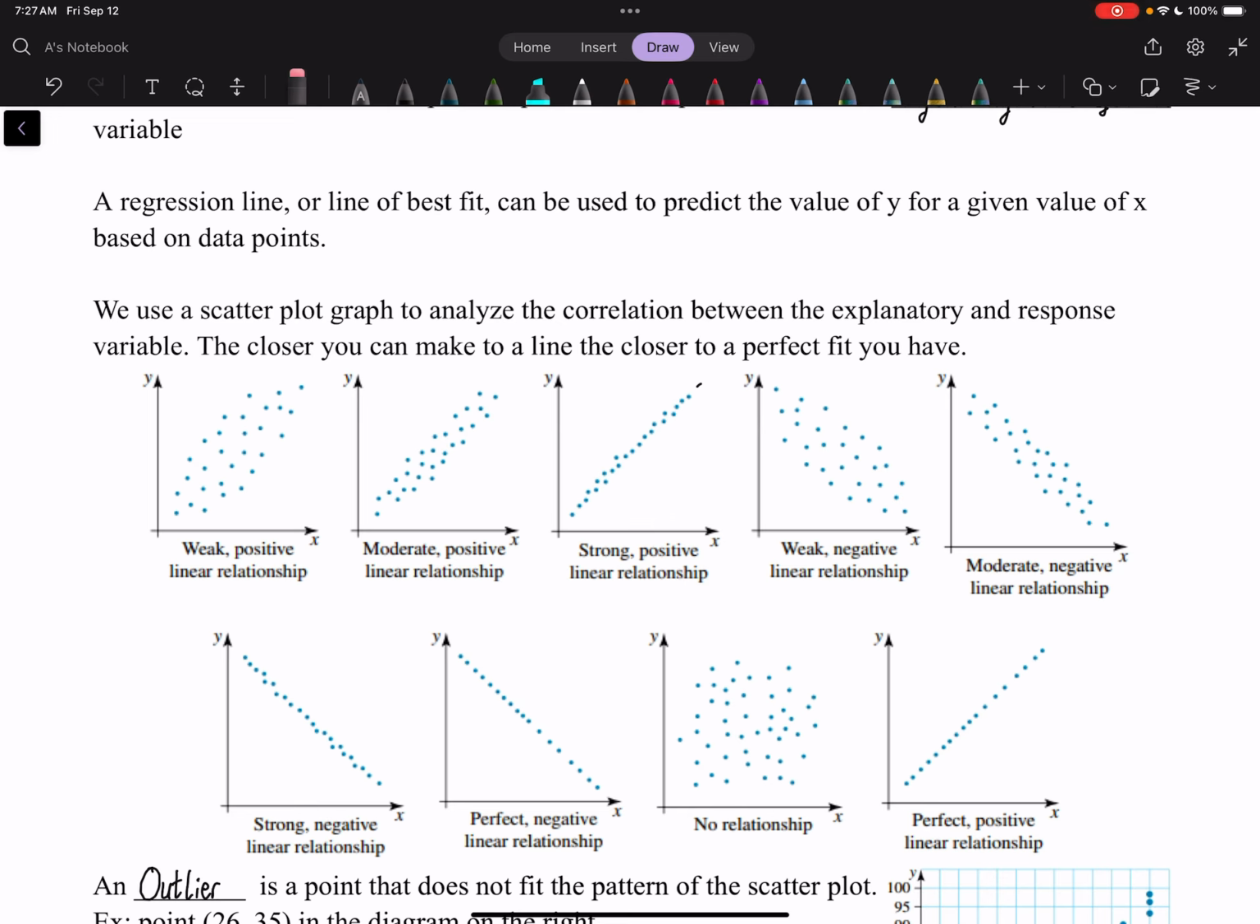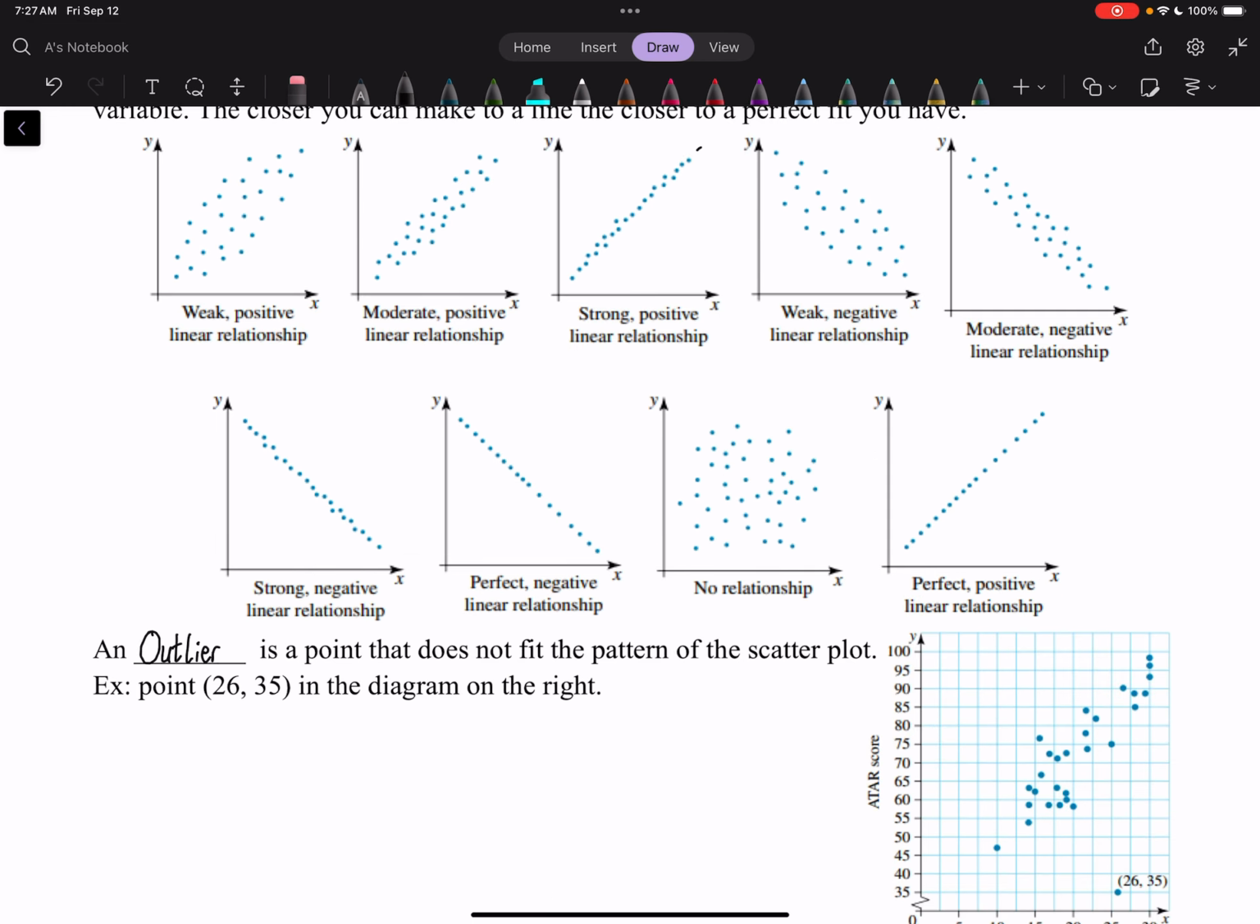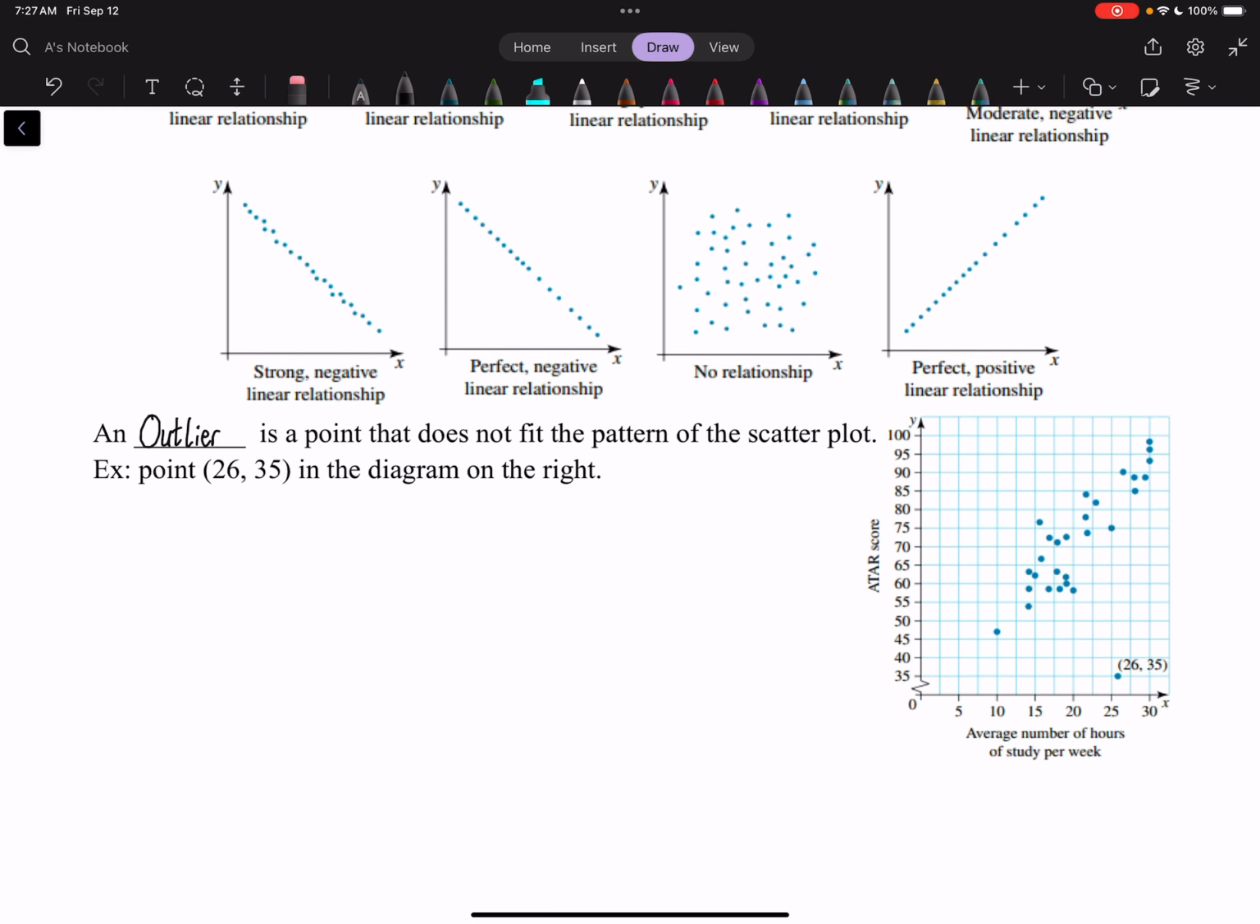No relationship would be like the eighth diagram. In that plot, there is no line that I can draw and say, well, I know this is the line, that is the same as this as far as how many dots are on both sides. There is not a pattern in that relation.